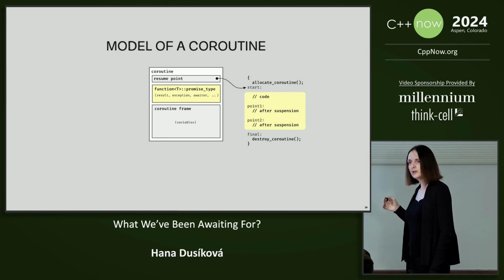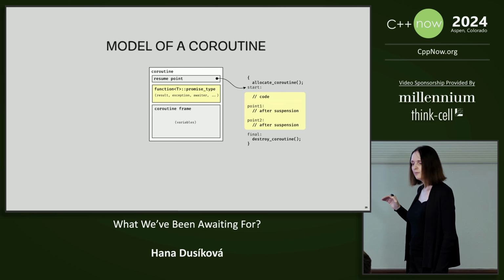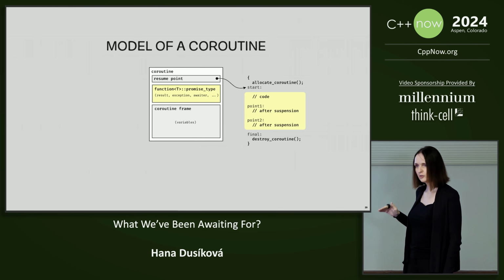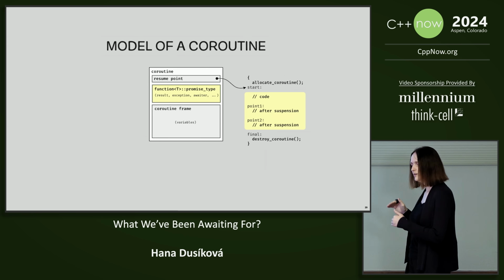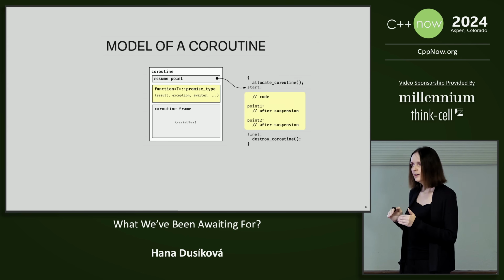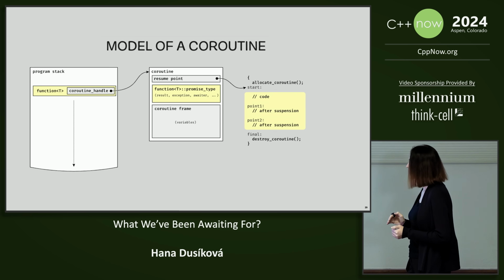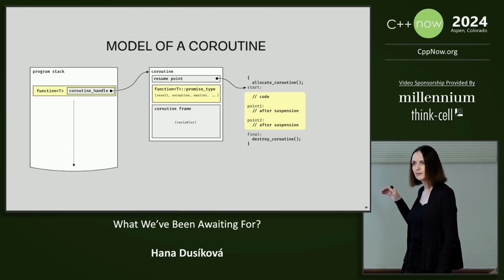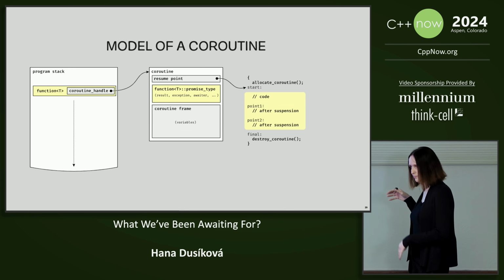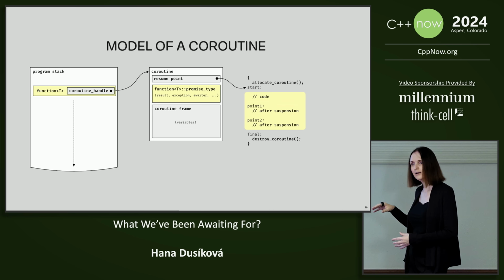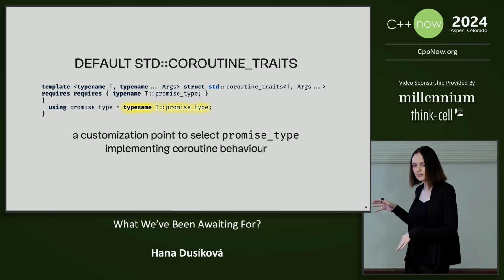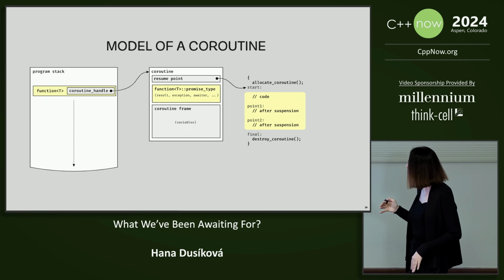And there is also the coroutine frame, in which all the variables which can survive a suspension point need to be stored. Variables which don't need to survive across the suspension point can be put on the stack. And on the stack, you have only the function type, which contains only a handle to the coroutine itself. So it's kind of like a pointer, but managed by your type. So you can do RAII, or you can do a shared pointer or something.